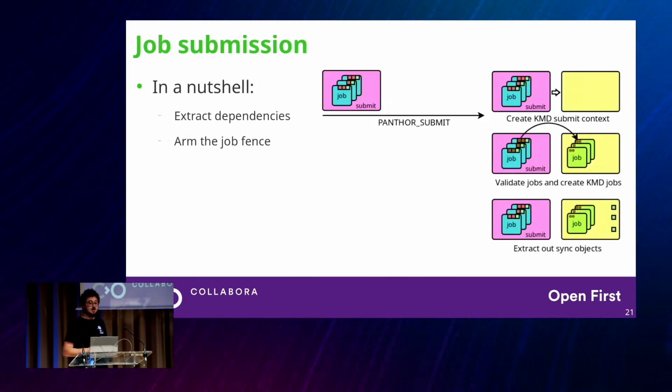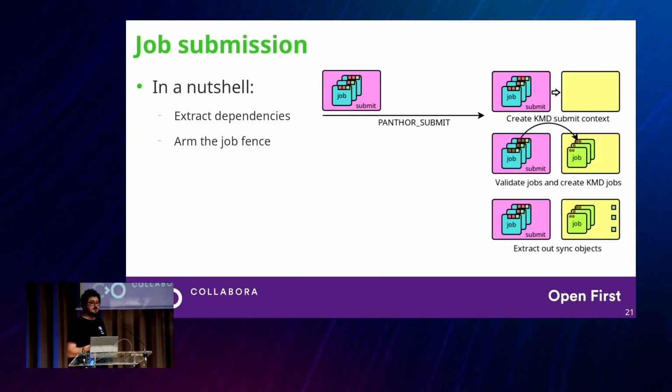So that's basically how job submission works in practice. When you get a job submit, most of the time you can receive multiple jobs because you want to avoid the overhead of going back and forth between kernel land and user space. But let's just have a look at a single job first.